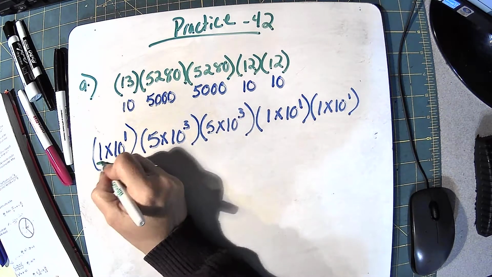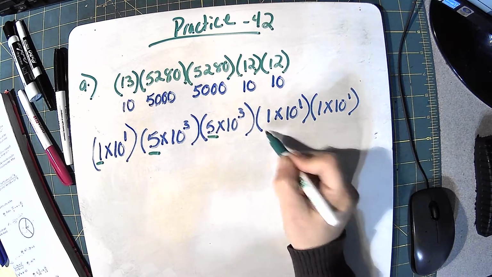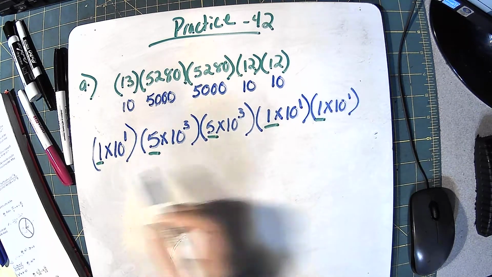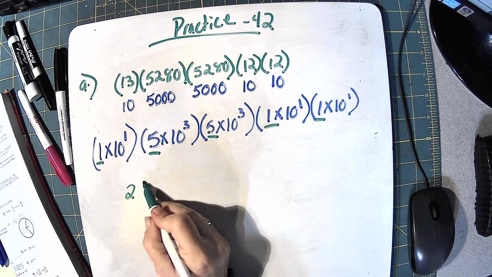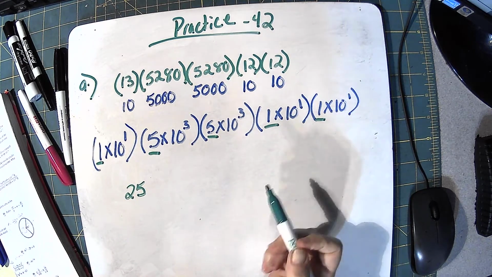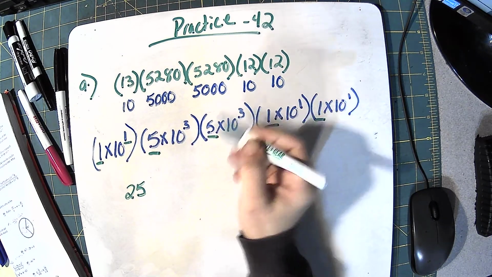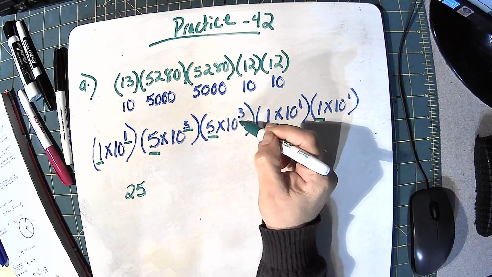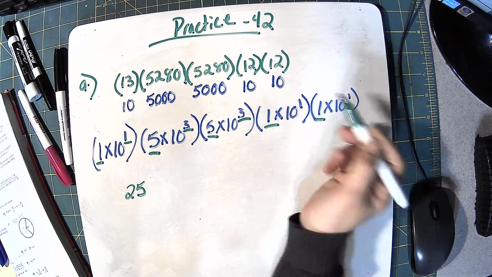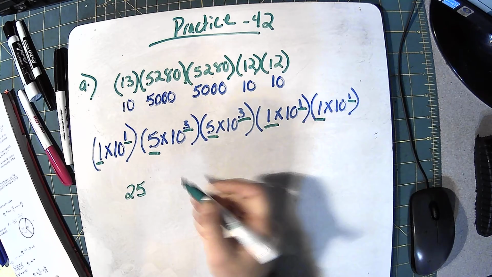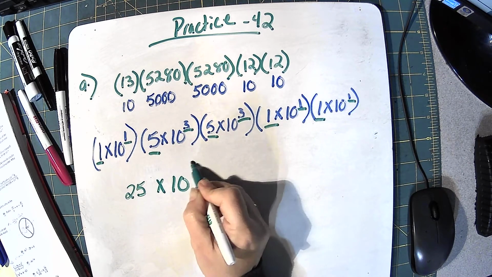So I've got 1 times 5 times 5 times 1 times 1. 5 times 5 is 25, and everything times 1 is still just going to be 25. Then I have to add my exponents. 1 plus 3 is 4, plus 3 is 4, 5, 6, 7, 8, 9. So times 10 to the 9th.